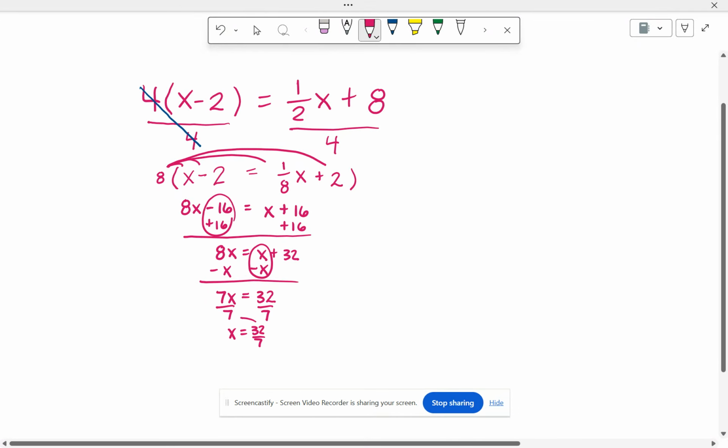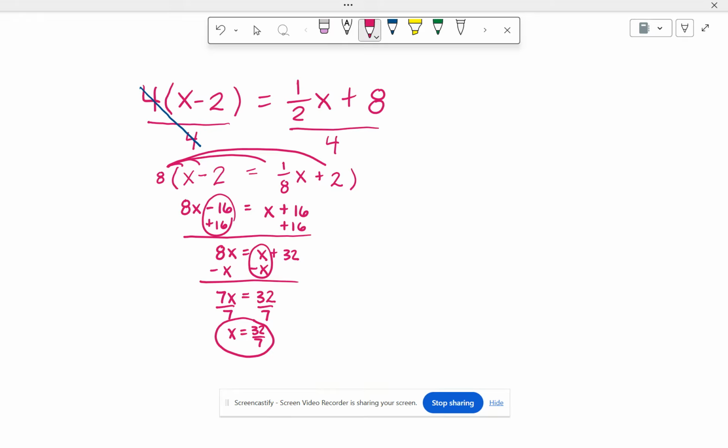I like to leave my answer as an improper fraction. I feel like I'm totally okay with that. I encourage my students to keep it because there's no context here. There's no real world application where I need to know how many holes I have. 32/7 does the job for me. It cannot be simplified, so we will call it a day. Give a little smiley face and we're good to go.